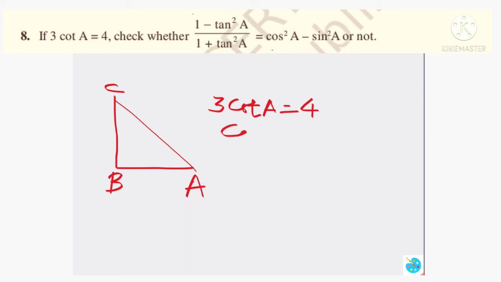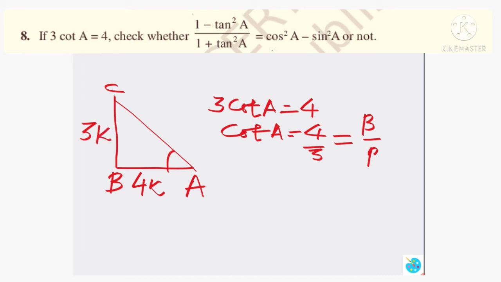So to complete the triangle, there is a little twist in this, and I write cot A as 4 by 3. Now let me complete the triangle. Formula for cot is B upon P, because tan is P upon B. So cot is reciprocal. So clearly base is 4 times K. You have to use the K factor. Since we are considering angle A, AB becomes the base, and perpendicular is 3K. Now you can use Pythagoras theorem and get AC as 5K. For the time being I am leaving it on to you. You can do it. Now we are supposed to check the expression.